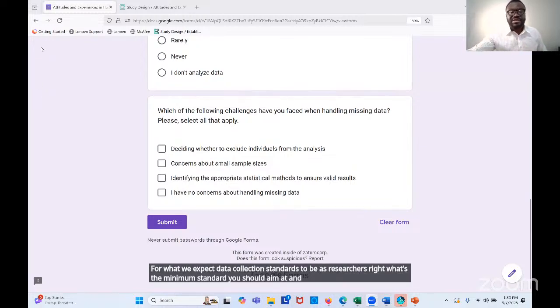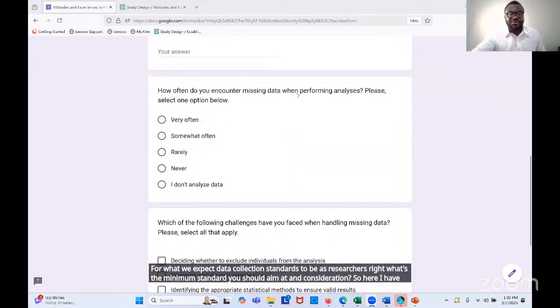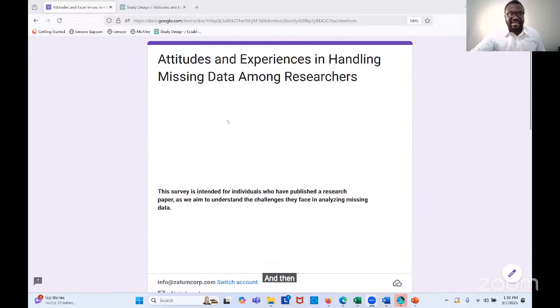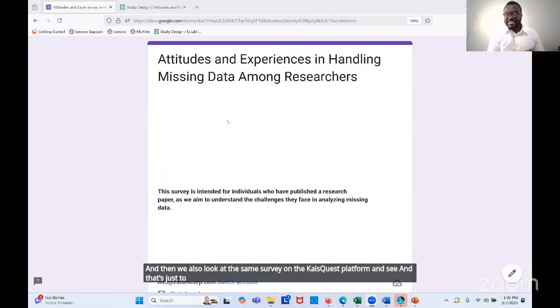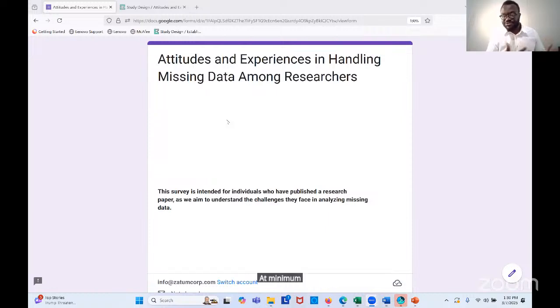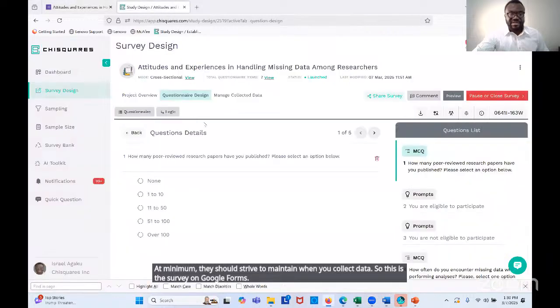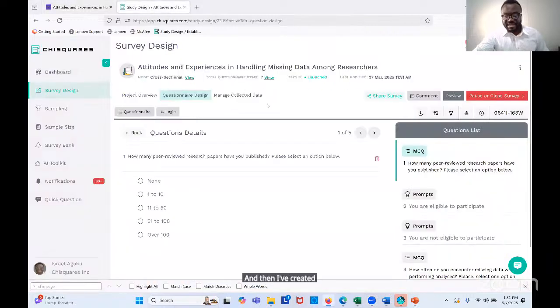So here I have the survey on Google Forms, which I'm going to share with the link. And then we'll also look at the same survey on the Chisquares platform, just to set the benchmark for the quality standards that we expect, at minimum, that you should strive to maintain when you collect data. I've created the exact same survey on the Chisquares platform.